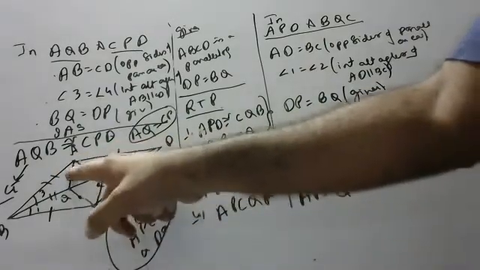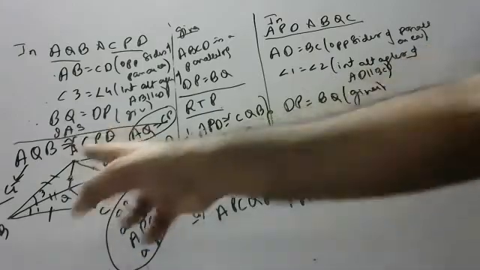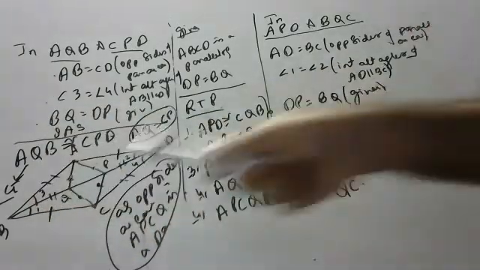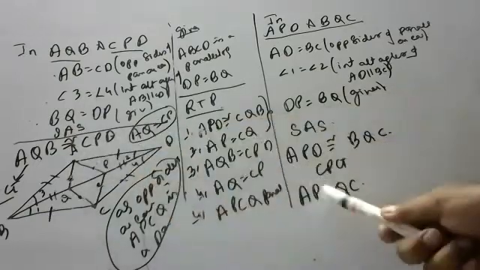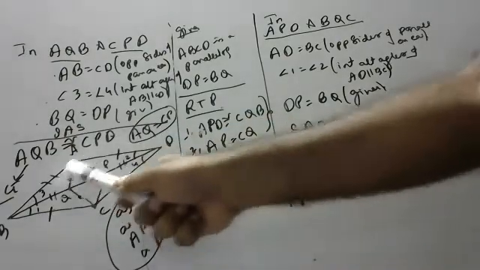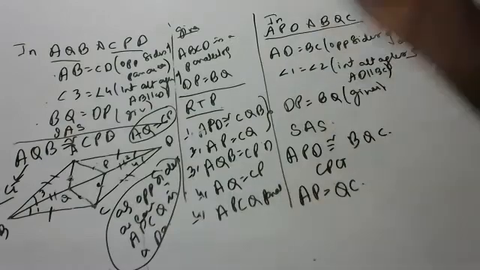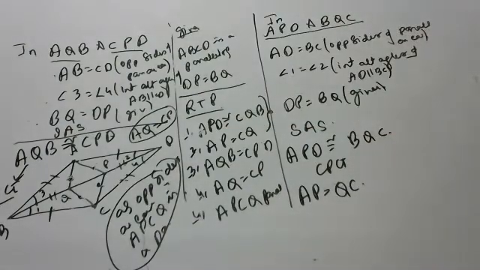These sides are equal. These sides are equal. This side is equal. Here we put: as opposite sides are equal, APCQ is a parallelogram. Very fantastic.